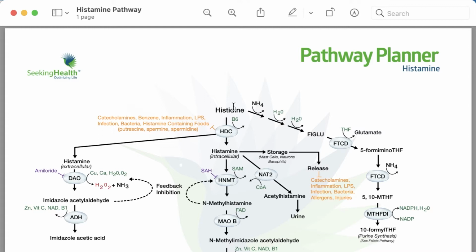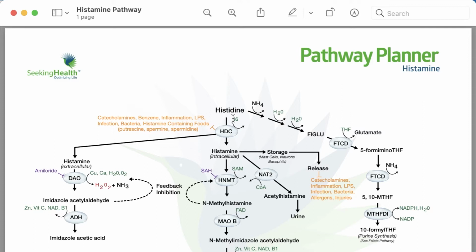Okay, so what is histidine? Histidine is an amino acid, and it gets converted into histamine with the use of this Histidine Decarboxylase enzyme, the HDC enzyme, which is vitamin B6 dependent. Now, this is actually a normal part of our biological processes, as we need histamine to respond to tissue injury. So histamine widens the capillaries so that your white blood cells can go in and repair the tissue.